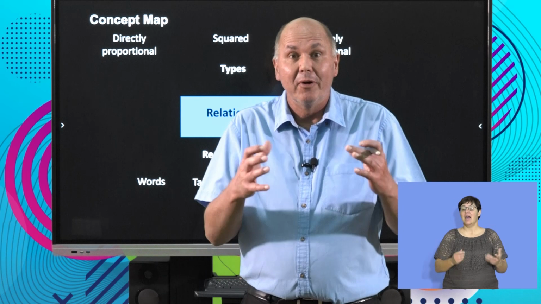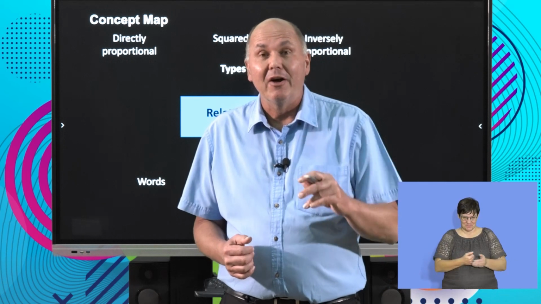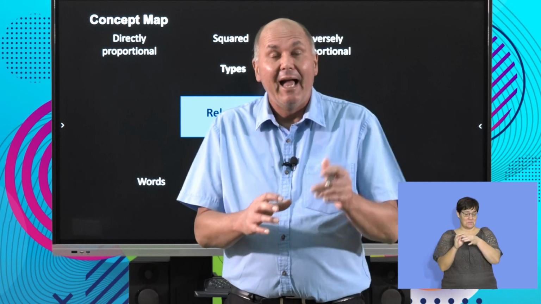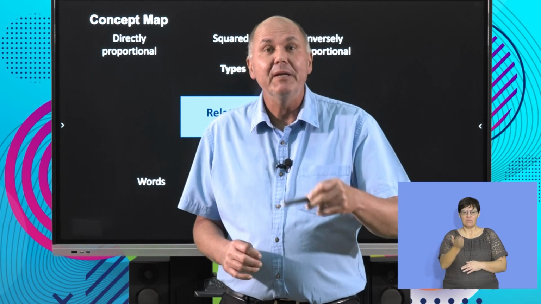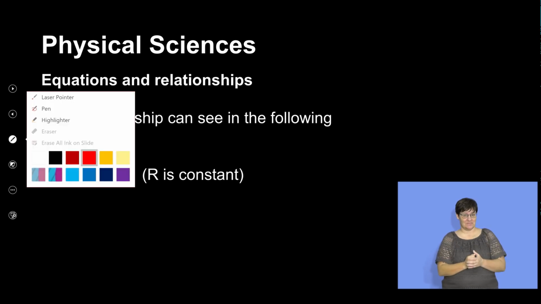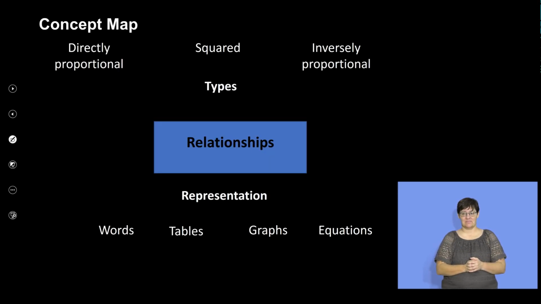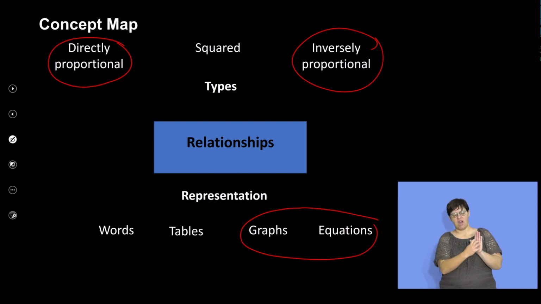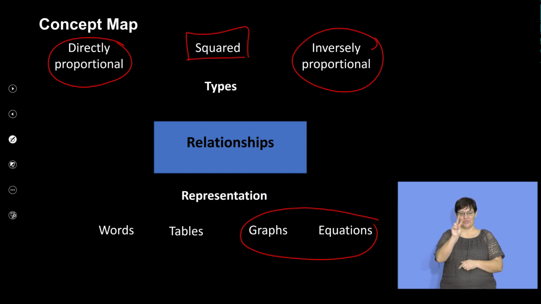Welcome to our lesson on relationships. We're into our last little section, and we're going to look at some interesting relationships now, ones that we haven't looked at before. We've been focusing on the directly proportional relationship and the inversely proportional relationship, and seeing how the graphs and the equations work together. Now we're going to look at the squared relationship and also look at how the equations and graphs link together.